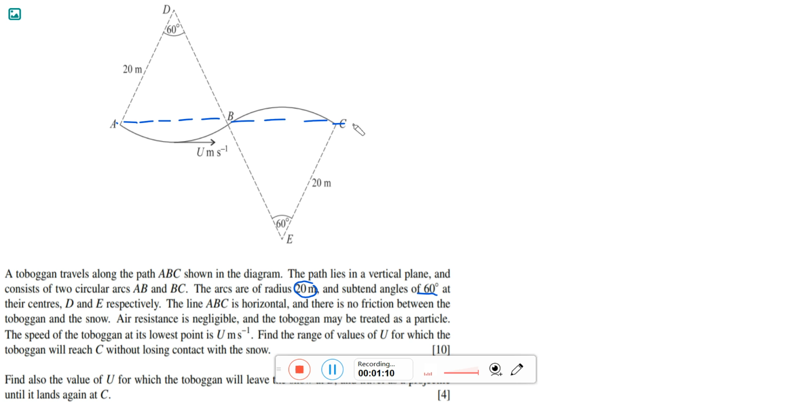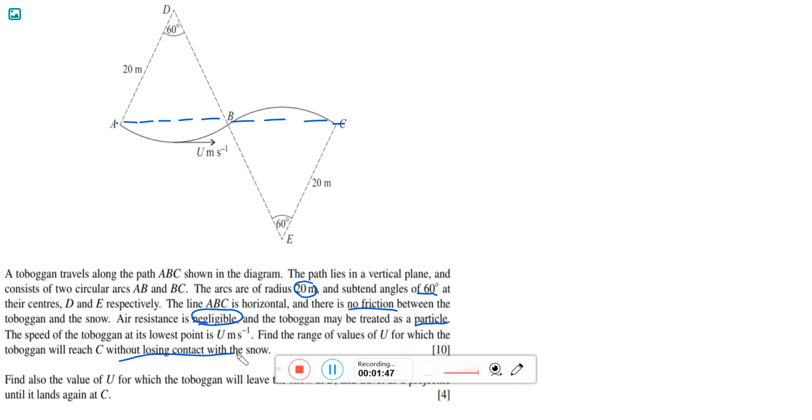And there's no friction between the toboggan and the snow, so you can imagine that all of this path is covered with snow. There's no friction. Air resistance is also negligible, and the toboggan may be treated as a particle. The speed of the toboggan at the lowest point is u meters per second. Find the range of values of u for which the toboggan will reach C without losing contact with the snow.